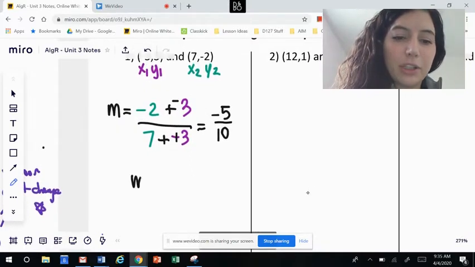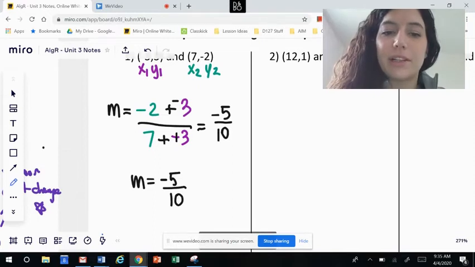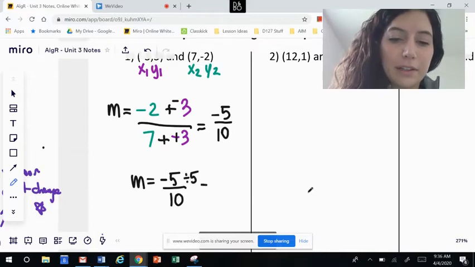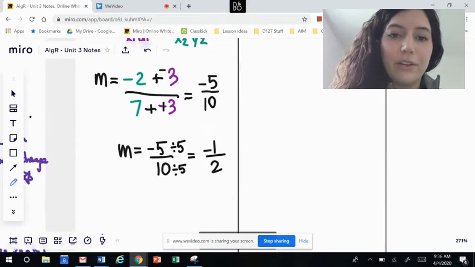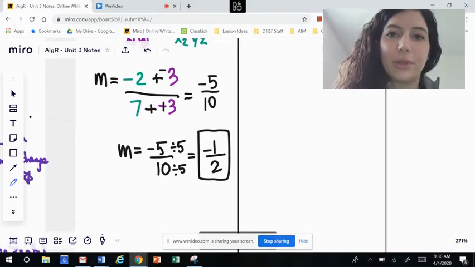You always want to make sure that you simplify your slope when you can, okay? So -5 over 10 can be simplified because 5 divides into both -5 and 10. So -5 divided by 5 is -1, and 10 divided by 5 is 2. So my slope for the line containing these 2 points is -1/2, okay?